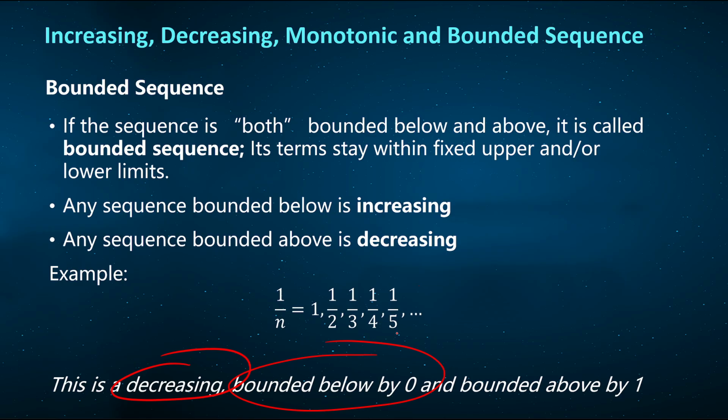So how come it is bounded below by 0? Bounded below by 0 means the minimum value of this sequence is 0. Why? Because if you analyze the behavior of the sequence, it approaches 0. So the possible minimum value will be 0. That's why it is bounded below by 0.